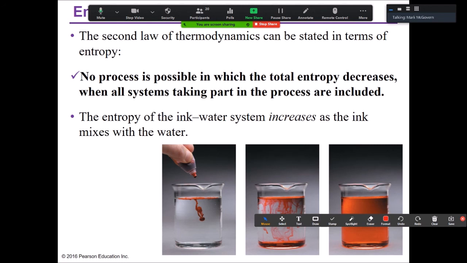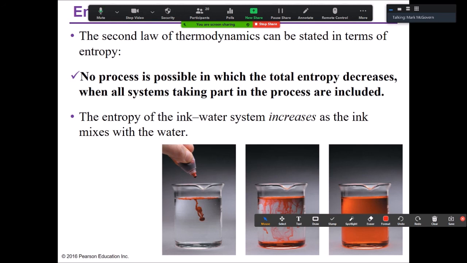So the statement is, no process is possible in which the total entropy decreases when all systems taking part in the process are included. Now, in no process does total entropy decrease. At best, it can be 0. But even if it's 0, you'd have to actually look at what's happening in the environment. There may be no change in the environment in terms of reversible processes, but if you look at generally what it takes to produce that cycle, you do notice that there is some entropy there.